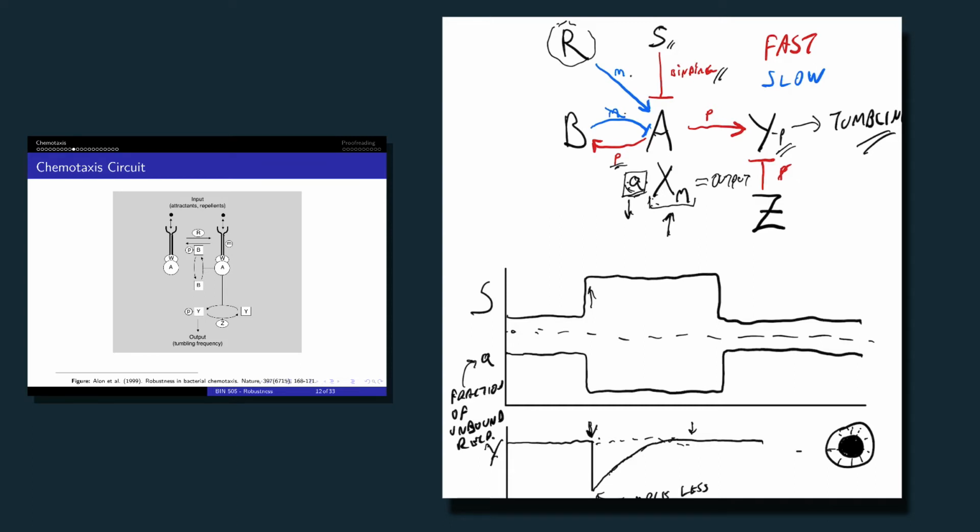Methylation is like the iris here, in that initially it had adapted to some level of sugar, but when suddenly the sugar increased, the amount of unbound receptors dropped. Now methylation is increasing slowly, XM, which is the amount of methylated receptors, which you can think of as the sensitivity of the system. So in time, the iris opens up, the sensitivity increases, and you come back to where you were.